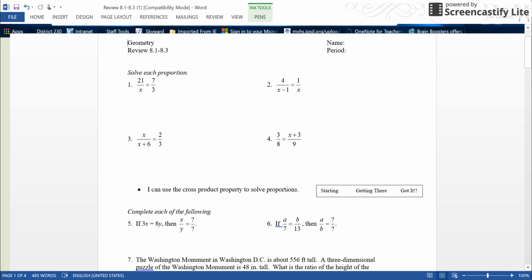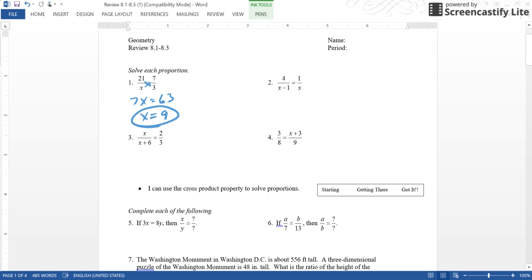Okay, here's the review. 8183. So we want to solve this proportion. So we are going to cross multiply. I get 7x equals 21 times 3, which is 63. Divide by 7. I get x equals 9.